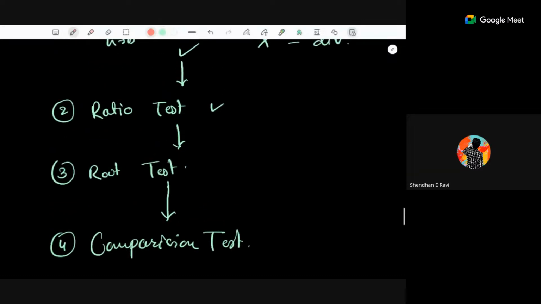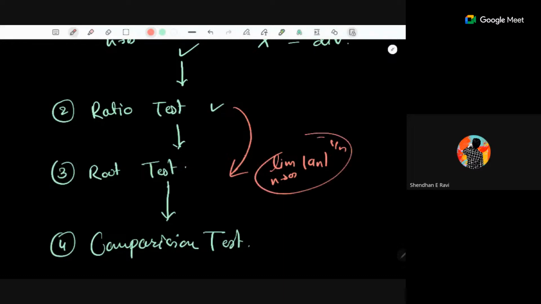Okay. So now there is one reason why we are taking the ratio test before the root test. Because the root test is a little bit stronger than the ratio test. It is possible to get an answer from the root test if you don't get an answer from the ratio test. The reason behind this is the strength of the limit as n goes to infinity of the modulus of a_n to the power 1 by n. So sometimes it is possible that this limit exists, but the ratio limit does not exist.